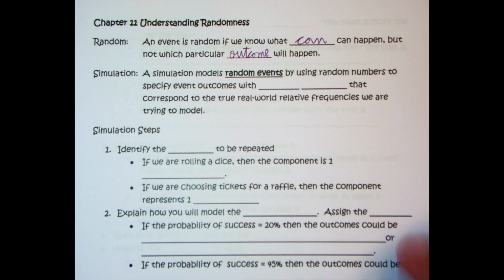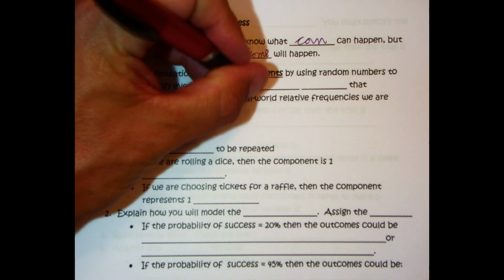Okay. So a simulation, what a simulation does is it models a random event. And how it does it is it's using random numbers to specify event outcomes with relative frequencies.